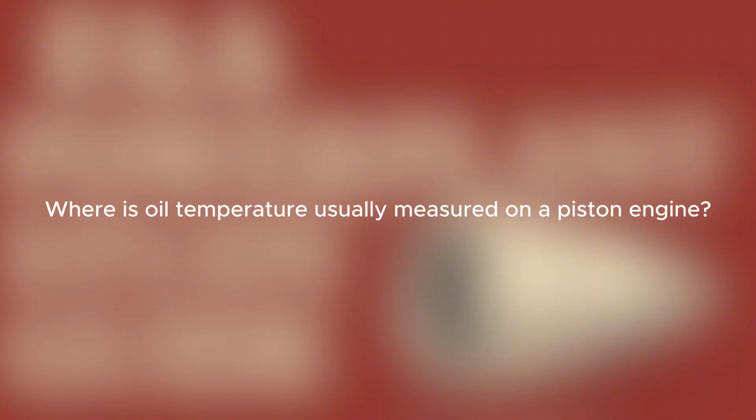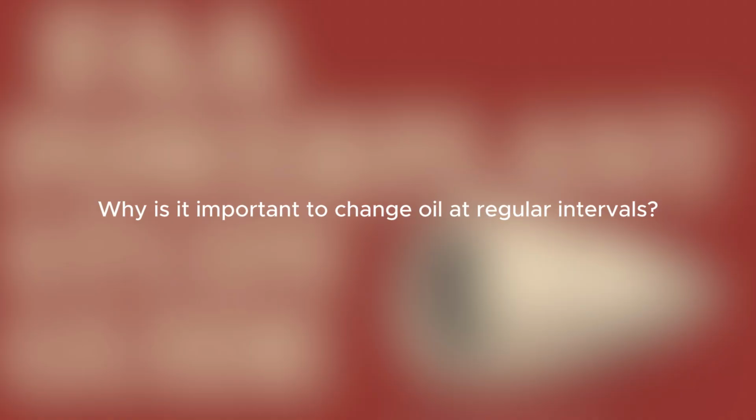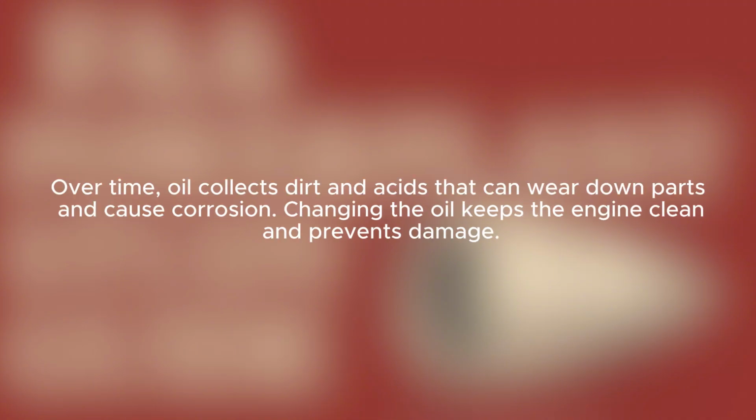Where is oil temperature usually measured on a piston engine? Just before the oil enters the engine's internal passages, usually at the oil pressure screen. Why is it important to change oil at regular intervals? Over time, oil collects dirt and acids that can wear down parts and cause corrosion. Changing the oil keeps the engine clean and prevents damage.